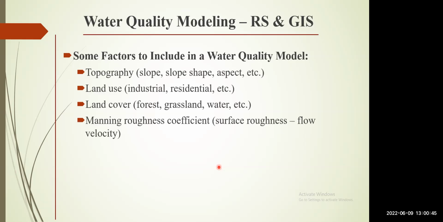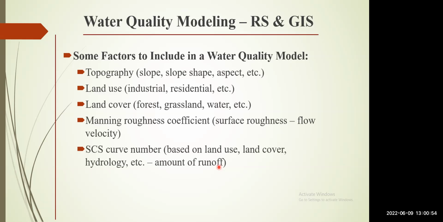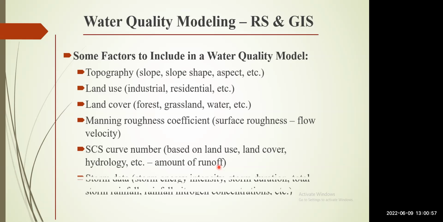Then we have roughness coefficient, which relates to the flow velocity of water, and we have the curve number, and then we have storm data: storm energy intensity, storm duration, total storm rainfall, and rainfall temperature concentration, etc. Those types of inputs are very important whenever we are modeling water quality. Those are all key parts of water quality modeling, and then we can identify some issues and also the non-point pollutant as well.